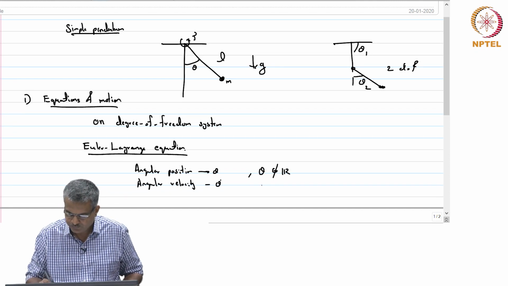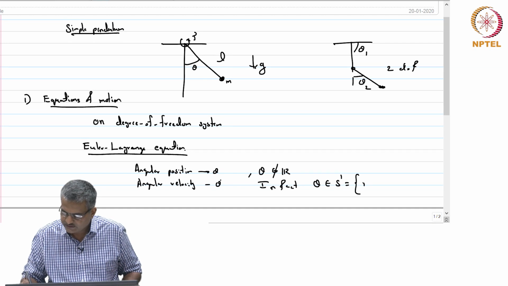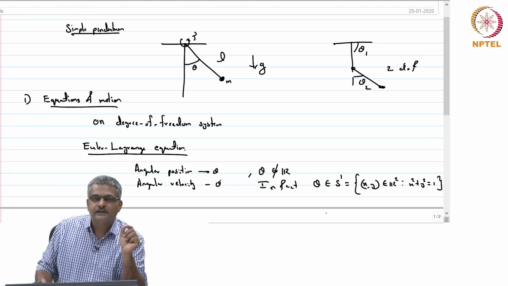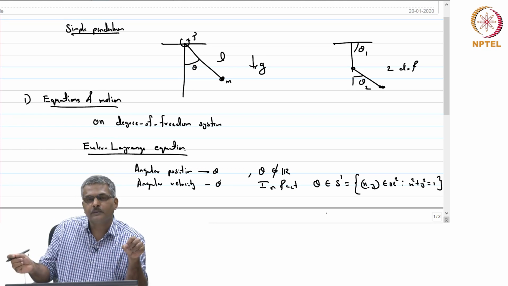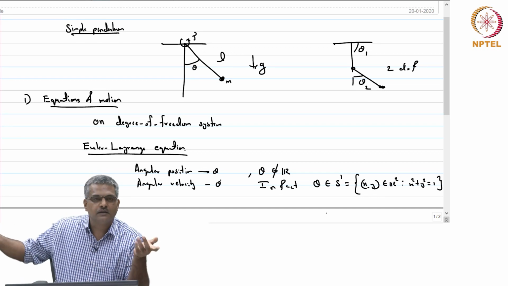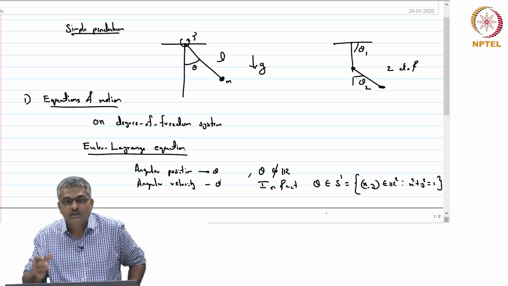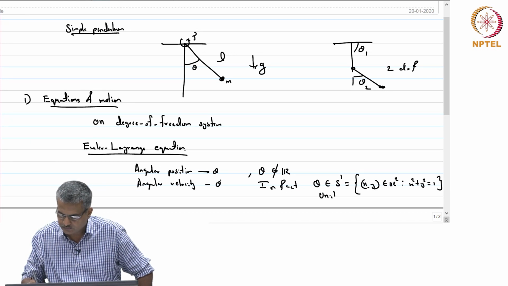In fact, theta belongs to what is known as the unit circle. And what is this unit circle? It is the set of all points in R2 such that x square plus y square is equal to 1, right, all the points on the unit circle, because we identify the 0 angle with 2 pi. So, 2 pi and 0 are the same, whereas if you were to represent it on the real line, 0 and 2 pi are different points, right. So, the space in which the angle evolves is S1. We call this the unit circle.